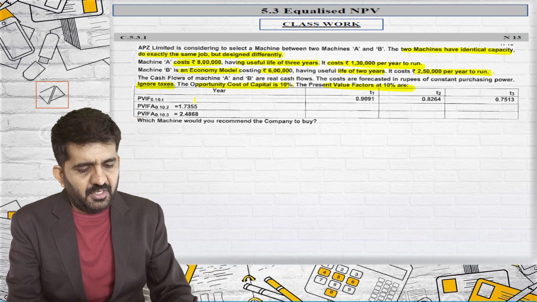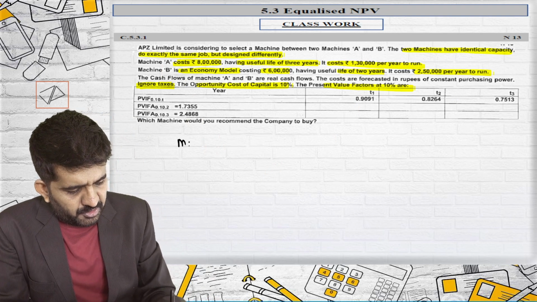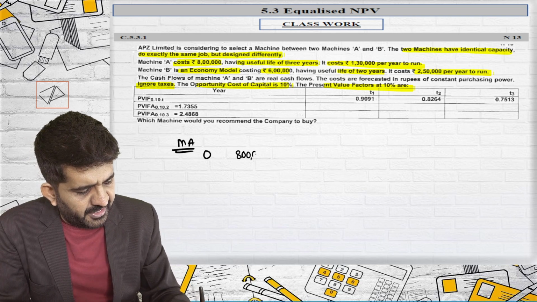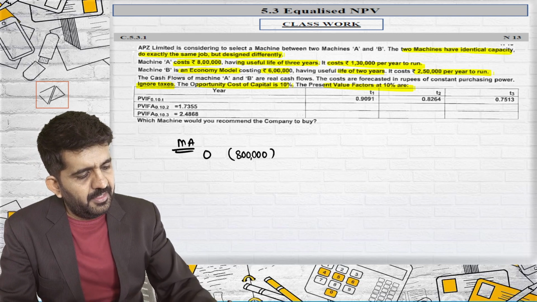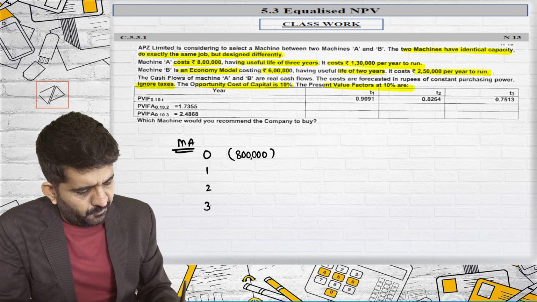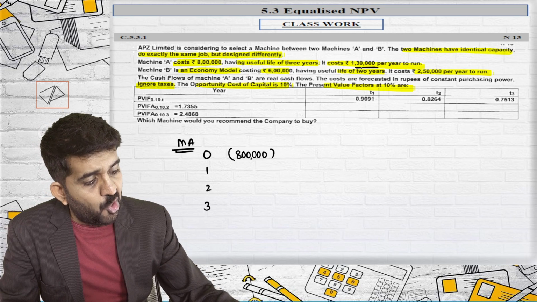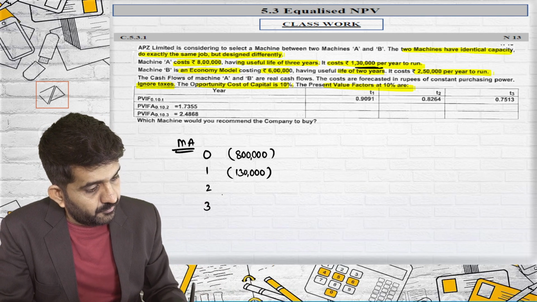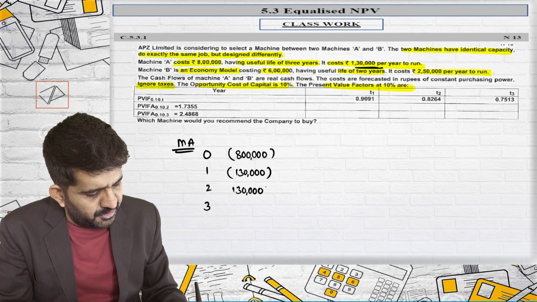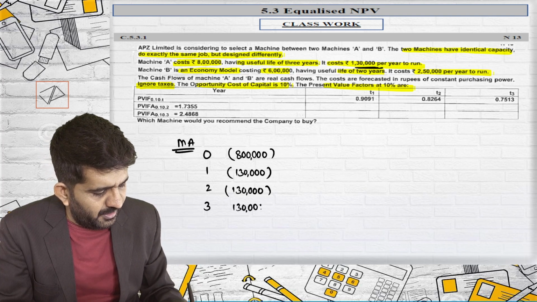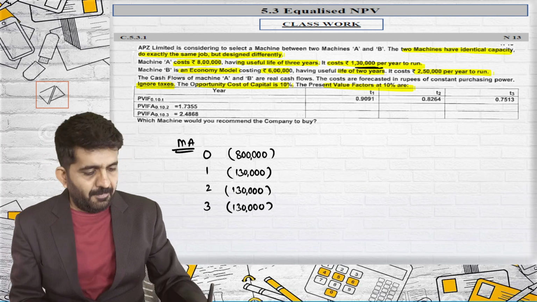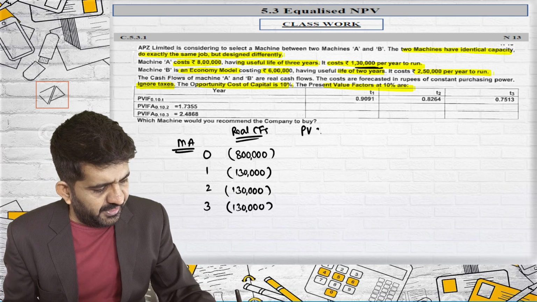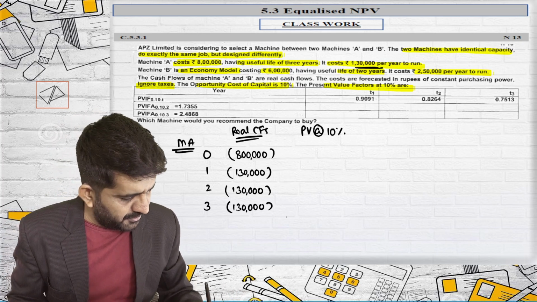The present value factors at 10% are given. I am first doing it only for machine A. Try to concentrate. Machine A, at the end of year 0, I will have a cash outflow of 8 lakhs. Having a useful life of 3 years, in the first, second and third year it costs me, again a cash outflow, 1,30,000 each year. These are real cash flows. So they are the cash flows given. I will be finding out the present value at the rate of 10%.